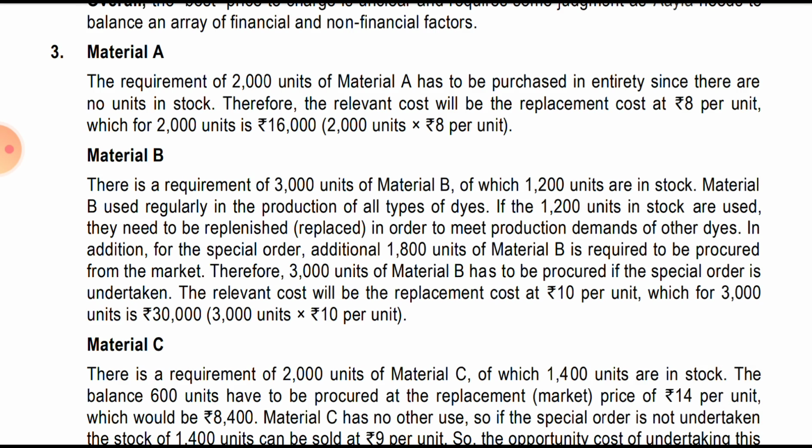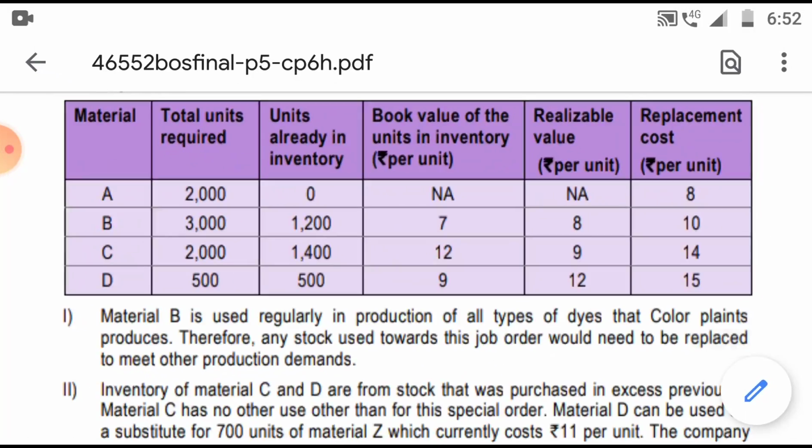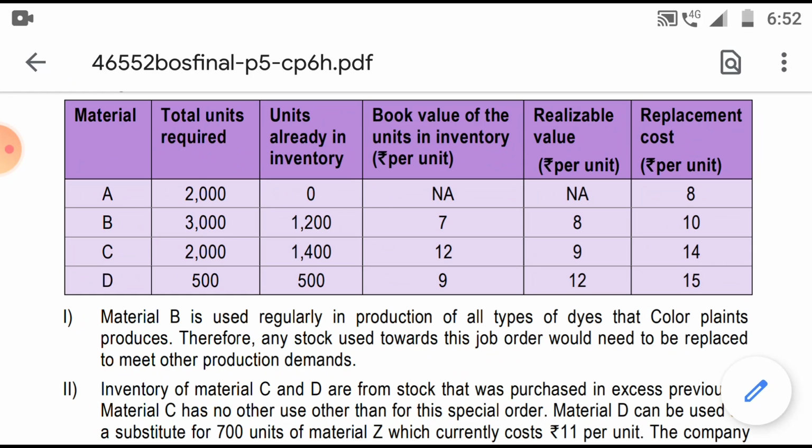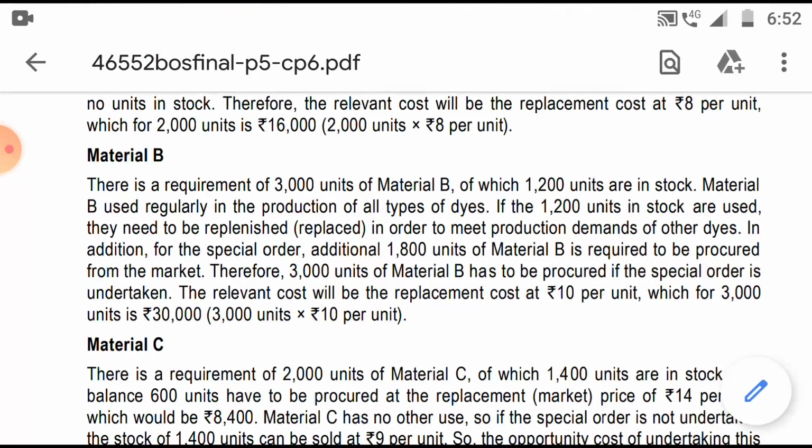We will directly multiply this with the replacement cost, even though the units are available in stock. This we will multiply by 10. So 3000 into 10 will be 30,000. See, there is a requirement of 3000 units of material B, of which 1200 units are in stock. Material B is used regularly in the production of all the types of the dyes.